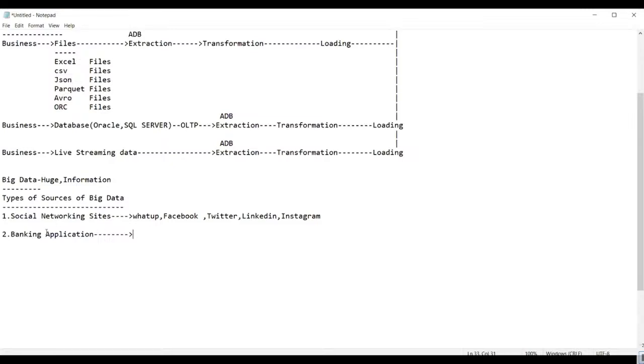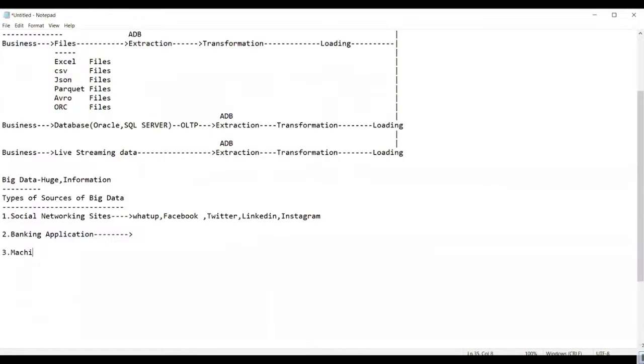We can get big data from banking applications. That means we have discussed business now. Business can be a social networking site, which is one type of business. A banking application is another type of business from where we get the data.